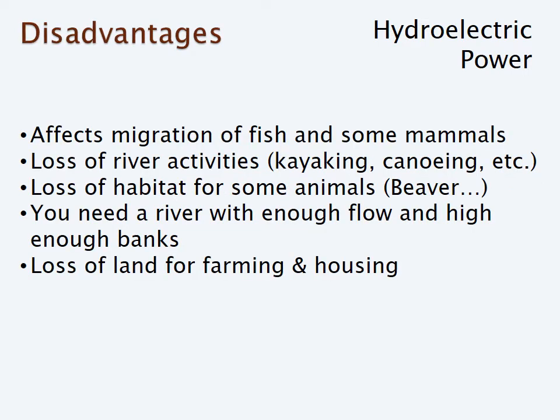Disadvantages. It affects migration of fish and some mammals. You lose some river activities like kayaking and canoeing. There's a loss of habitat for some animals like the beaver, and you need a river with enough flow and high enough banks. That's a problem in Saskatchewan because most of our population is in the southern part of the province, and there aren't very many rivers that flow through the southern part of the province, and you usually can't find banks high enough to build up enough water to make a hydroelectric dam feasible. Also, when the dam is built, you lose a lot of land for farming and housing.